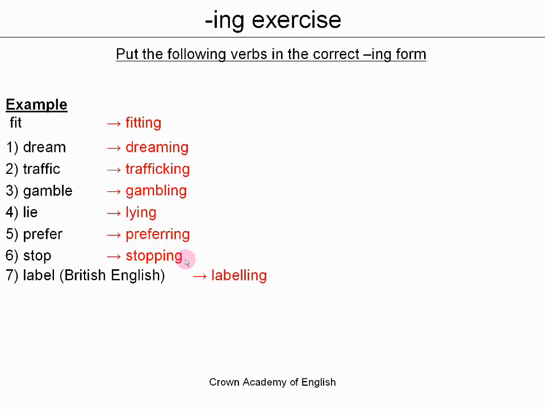Label becomes labelling, and we are saying this is British English, so it ends in a letter L. It's 2 syllables. There's a single vowel and a single consonant at the end. We're in British English, so we double the letter L and we add ing.